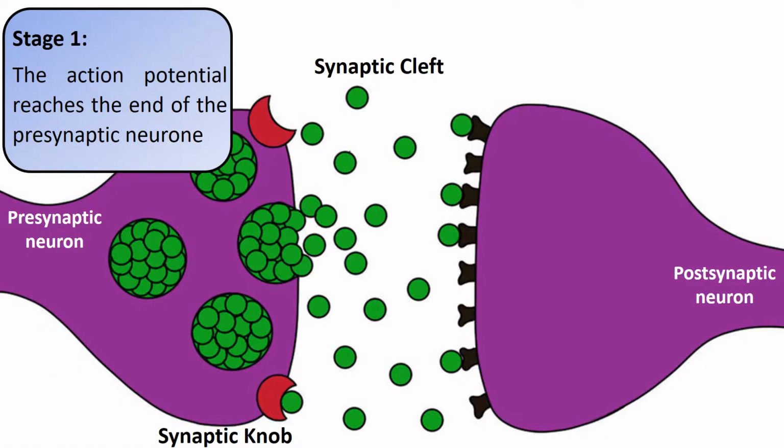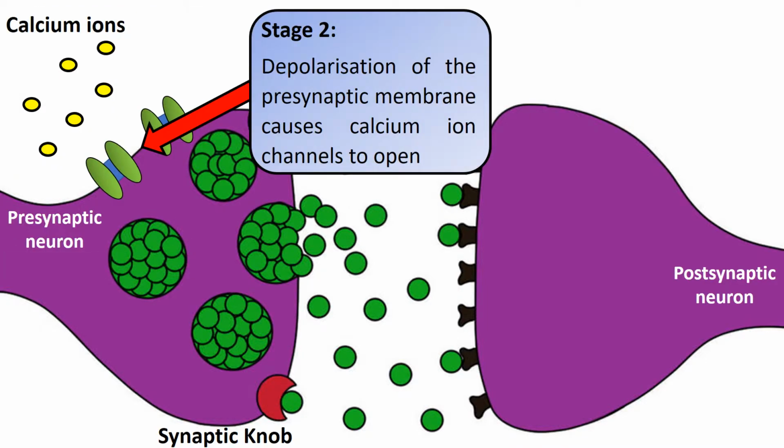So we start with an action potential travelling down the presynaptic neuron and reaching the synaptic knob, which is at its end. This causes a depolarisation in the presynaptic membrane, which causes calcium ion channels to open.